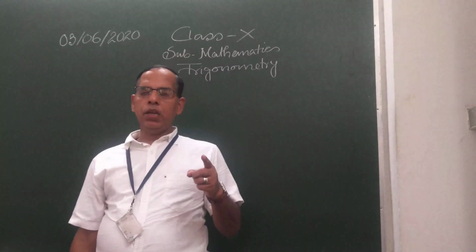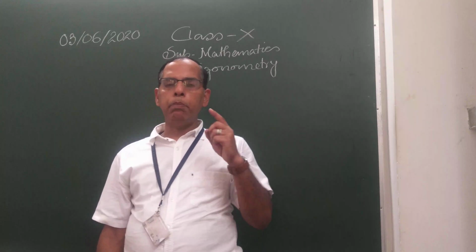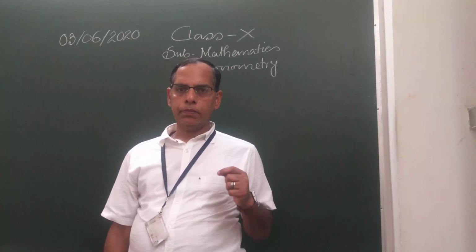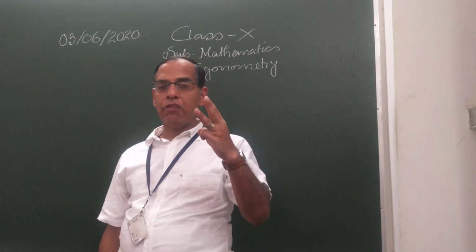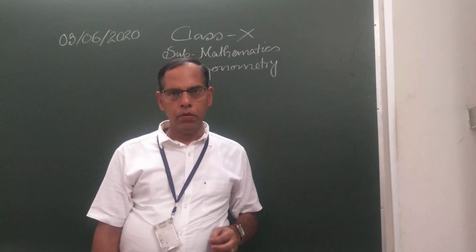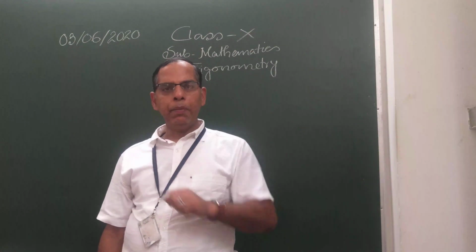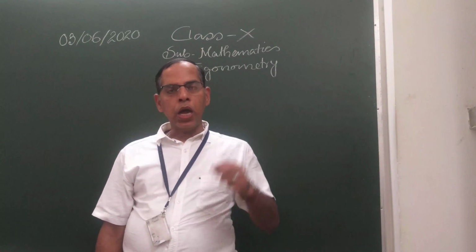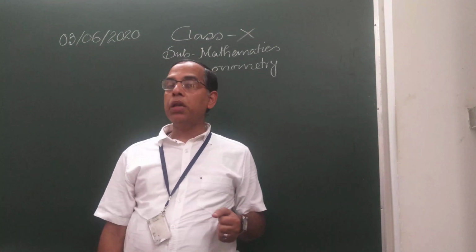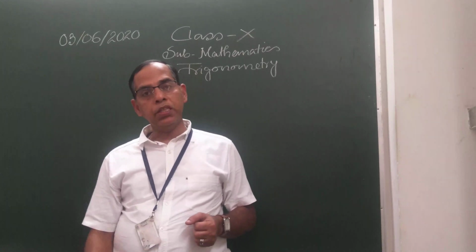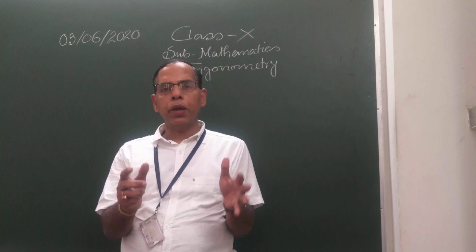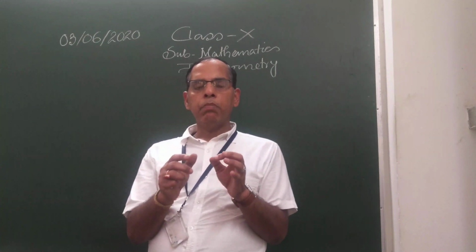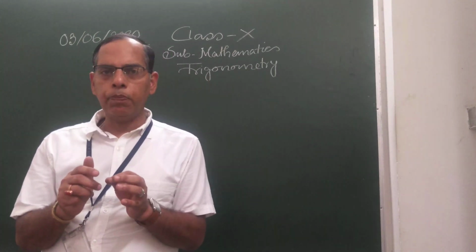First, on the very first day, we came to know the meaning of the word trigonometry. The word came from three Greek words, that is tri, gon, and metria. Tri means three, gon means sides, and metria means measurement. So if we include all these three words together, that means measurement of three sides of a triangle.